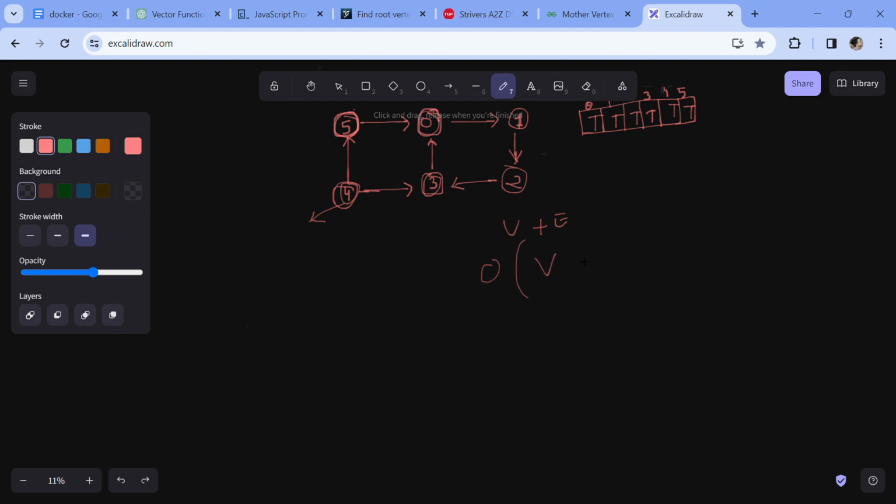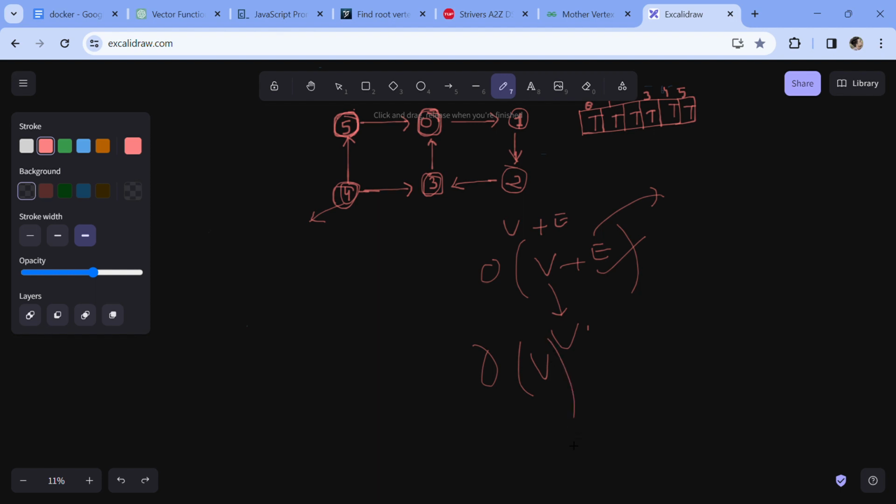the time complexity of DFS will be big O of v plus e, because we are visiting the edges of that particular node also. Here v represents the vertices of the graph, and e represents the edges of the graph. Because we have to find the neighbors, this will be the edges, this will be the vertices, and this will be the time complexity.